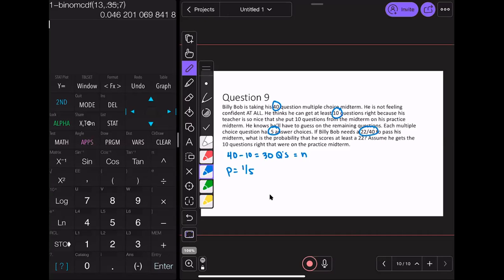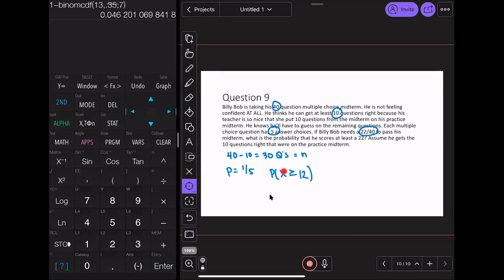And then we need to figure out what we're calculating. Well, we're trying to find the probability that he gets at least a 22, which is a greater than or equal to symbol. Okay, but remember that he feels like he's going to get 10 questions right. So if he's going to get 10 questions right, he only needs 12 more correct. So 22 minus 10 would be 12. So this is what we're trying to calculate. We're trying to calculate the probability that of the questions that he guesses on, he gets 12 or more of them correctly. That's what this is looking at.